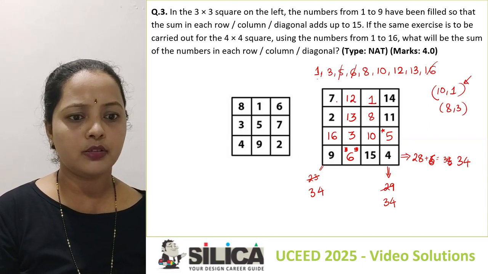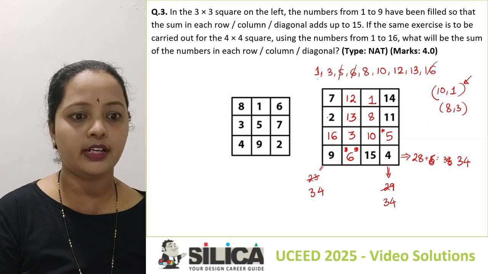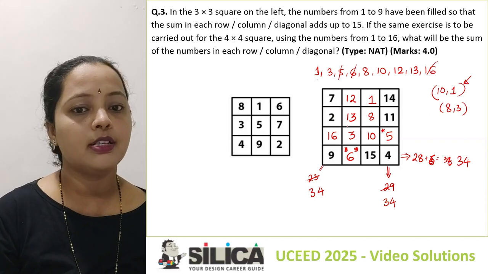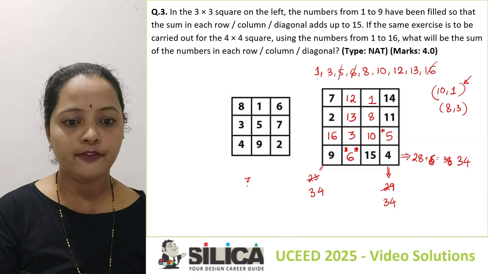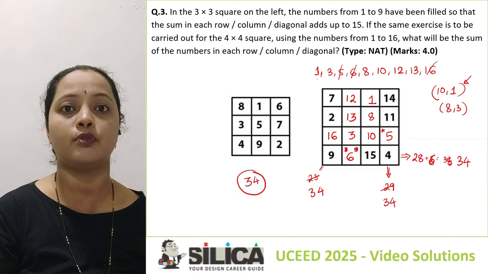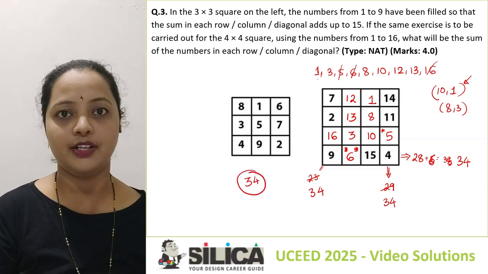And basically we are not supposed to get the entire thing, but we are supposed to find the sum of the numbers in each row or column, which is basically 34 in this case, which is the answer to this question. Hope you have understood.